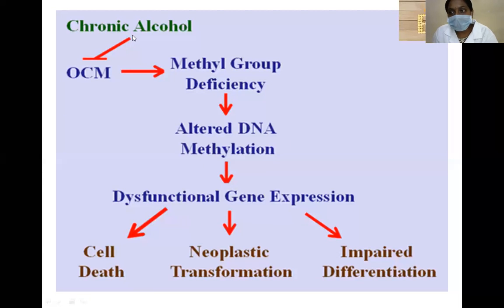In chronic alcoholics, in one carbon metabolism, when there is a methyl group deficiency, altered DNA methylation and dysfunction of gene expression mainly lead to cell death, neoplastic transformation, and impaired differentiation. In chronic alcoholics, the one carbon role is mainly methyl group deficiency, altered DNA methylation, and dysfunction of gene expression, finally leading to cell death or neoplastic transformation and impaired differentiation.